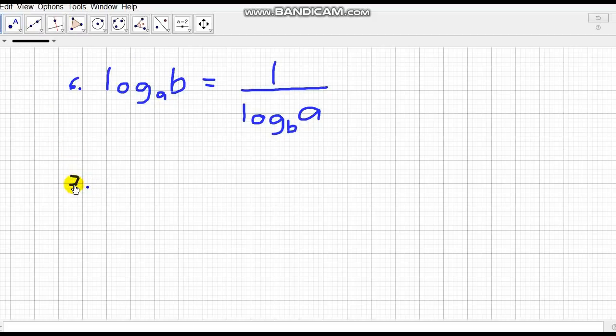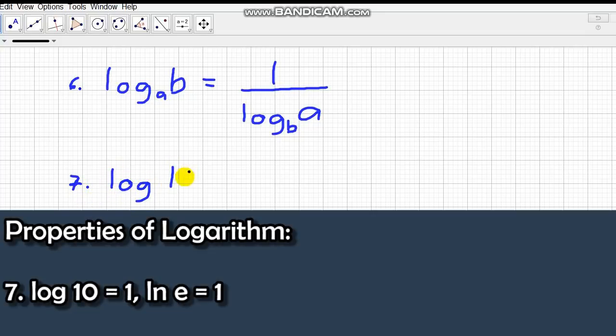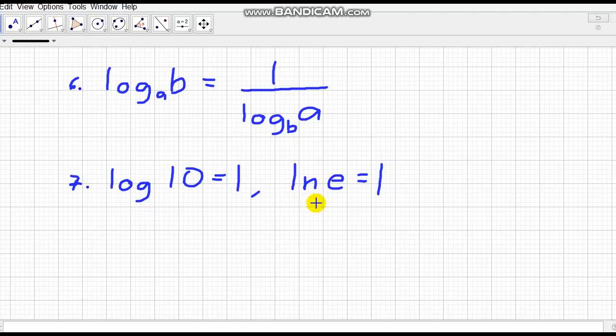For number 7, we have the logarithm of 10 is equal to 1. Take note that there's no base written, so this is a common logarithm. In the same manner, ln of e is equal to 1. Again, ln is the natural logarithm.